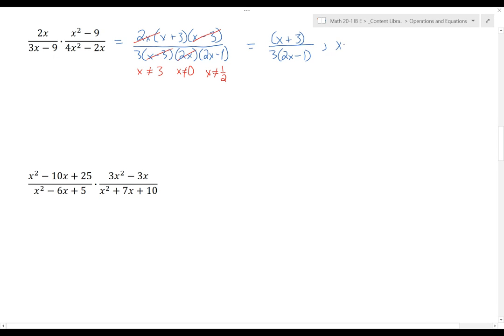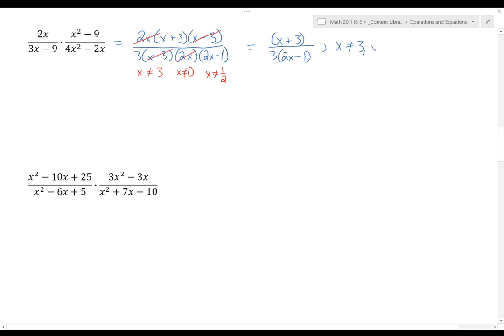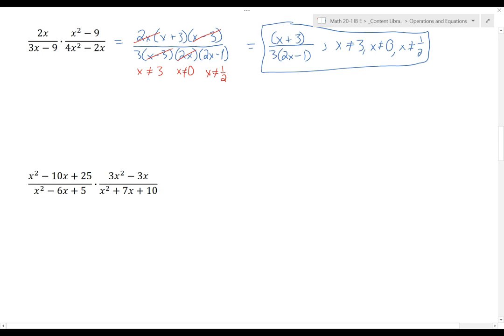And my non-permissible values, x does not equal 3, x does not equal 0, x does not equal 1/2. Even though the 1/2 is the only non-permissible value that is really obvious in this simplified fraction, the other two are still restricted values in order to make sure that this fraction is equivalent to the original.